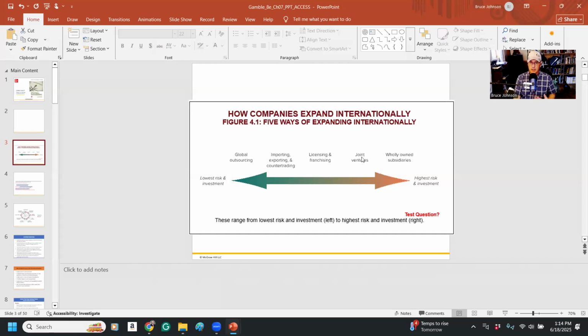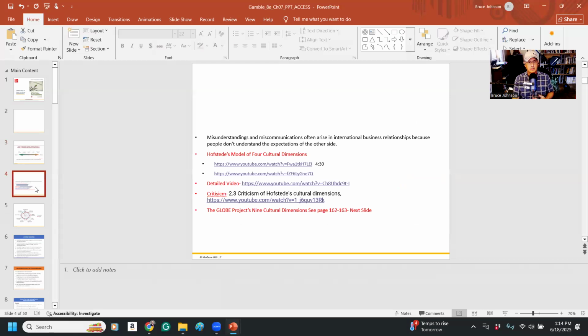Then you have joint ventures, and then the most risky is allowing a wholly owned subsidiary in another country to operate. Okay, so you might want to take a picture of that one just to be aware because that probably will be a test question again.